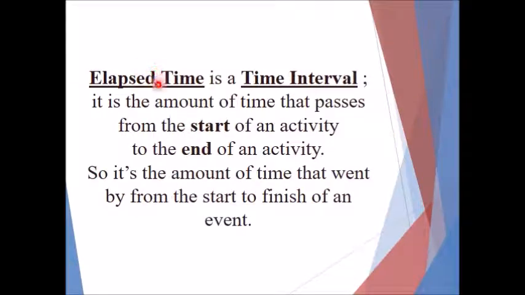First, let's learn what is elapsed time. Elapsed time is a time interval. It is the amount of time that passes from the start of an activity to the end of an activity. So it's the amount of time that went by from the start to finish of an event.